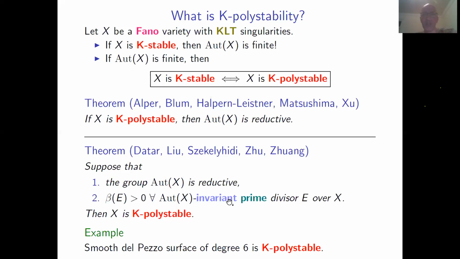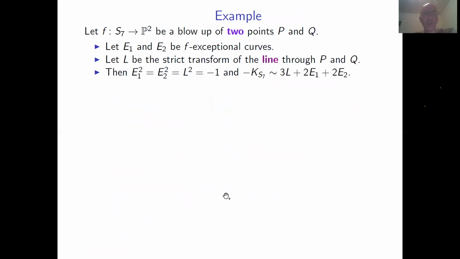Okay, anyway, good. If you never saw this, let's just consider a very explicit example. You take the del Pezzo surface of degree 7, which is P2 blown up in 2 points, and you have two exceptional divisors.